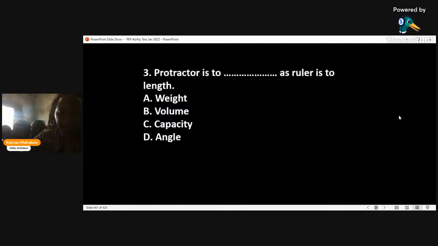Protractor is to dash as ruler is to length. Protractor is the angle. Yeah. So we use the ruler to measure the length of objects, and we use the protractor to measure the angle.